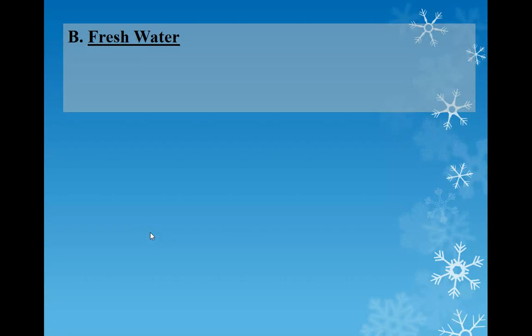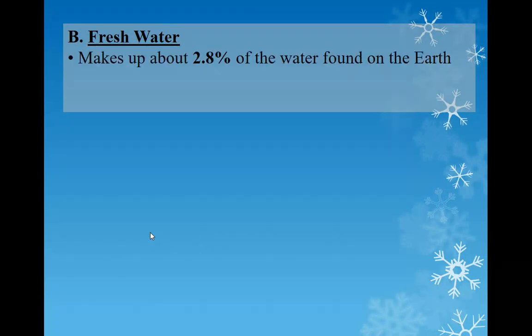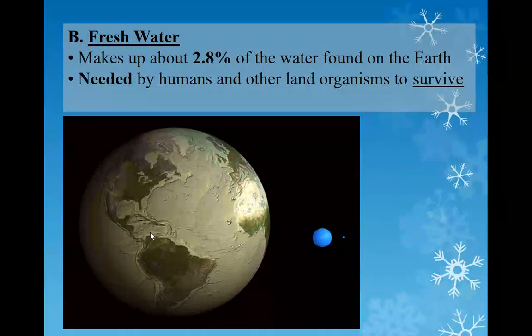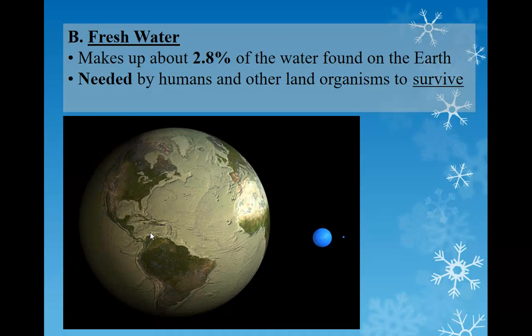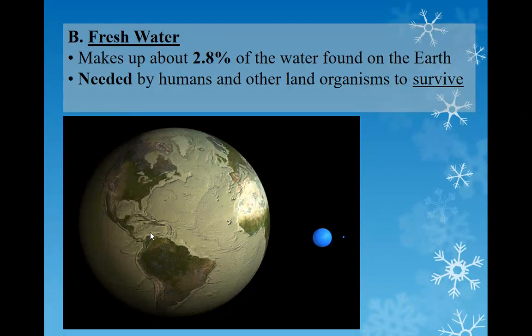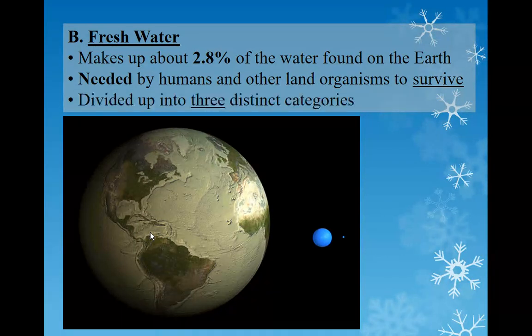Second category, we have fresh water. Fresh water makes up about 2.8% of the water found on the Earth, so it's close to that remaining 3%. And this is needed by humans and other land organisms to survive. Again, the salt water is not sufficient for us to survive. The salt is a major problem. And we can take fresh water and break it up into 3 distinct categories.